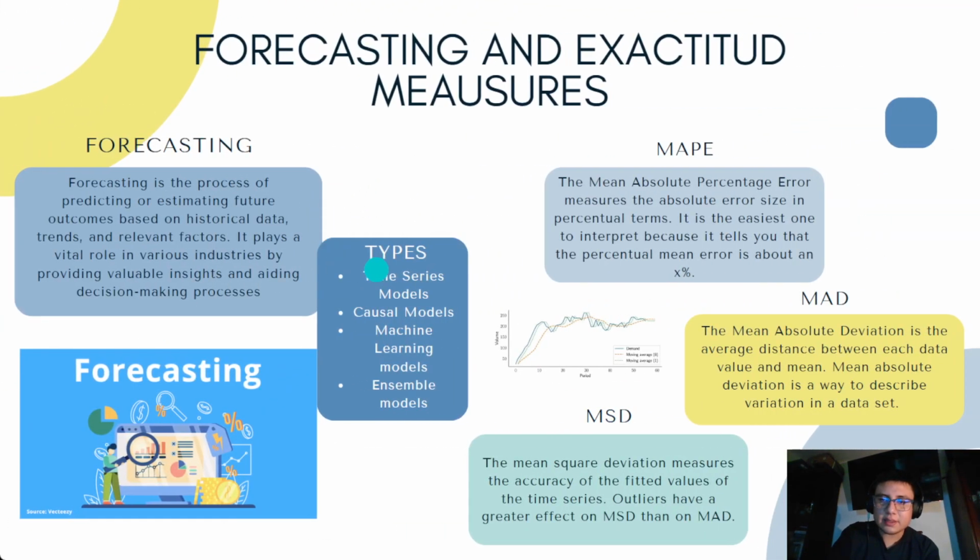And there exist different types: time series, causal, machine learning, and ensemble models. We're going to be using only the time series and causal models. And the exactitude measures tell us if the model is a good approximation to reality or if it isn't. So we might be using the MAPE as our first option because it is easy to understand and it tells us the absolute error size in percentage terms.